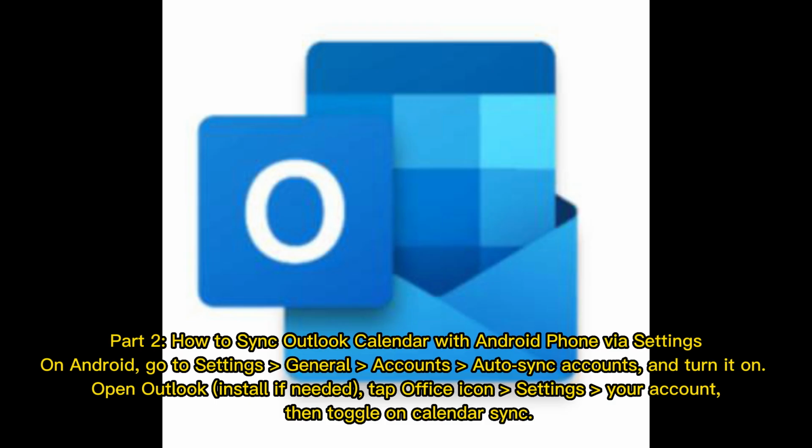Part 2. How to sync Outlook Calendar with Android phone via Settings. On Android, go to Settings, General, Accounts, Auto Sync Accounts, and turn it on. Open Outlook, install if needed. Tap Office icon, Settings, your account, then toggle on Calendar Sync.